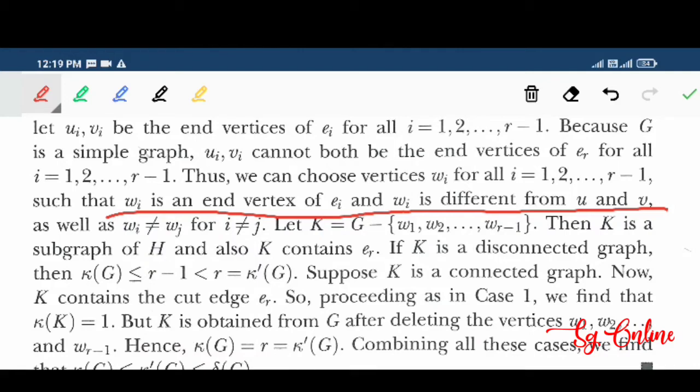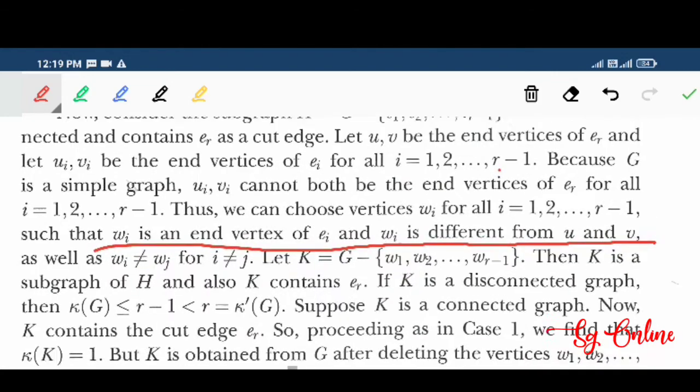And then we form a graph K by deleting these vertices W1, W2 up to WR minus 1. Then what happens? Deletion of each Wi deletes Ei, and so ultimately by this process we have deleted all of E1 to ER minus 1.